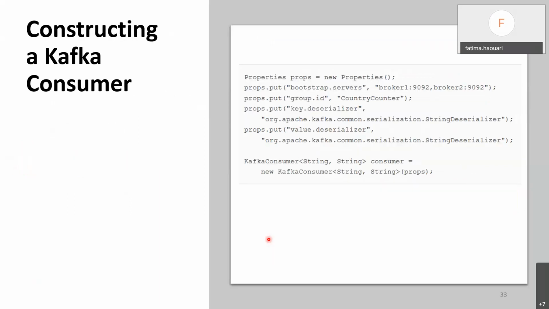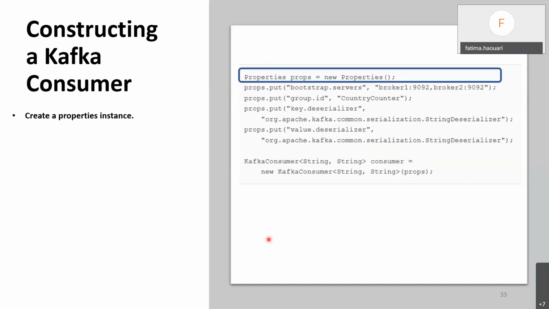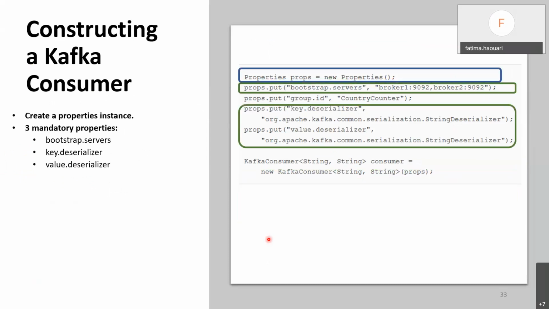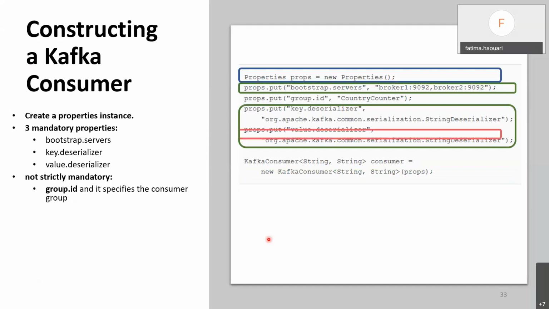We come now to how to construct a Kafka consumer. The same way, we need to create a properties instance, specify the bootstrap servers, and the key deserializer and value deserializer. And there is another property, which is group ID, which is not mandatory because it specifies the consumer group. So if the consumer is part of a group, you should specify this. If not, you don't have to specify it.